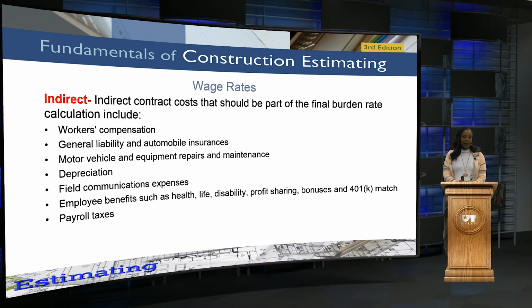Then we have our indirect costs that we have to consider, that all should be a part of that final burden rate calculation. Remember us talking about that in part 1. Here we're looking at workers' compensation, general liability, and automobile insurance, motor vehicle and equipment repairs, maintenance, depreciation, field communication expenses, employee benefits such as your health, life, disability, profit sharing, bonuses, or any of that nature, 401k, and then of course your payroll taxes.